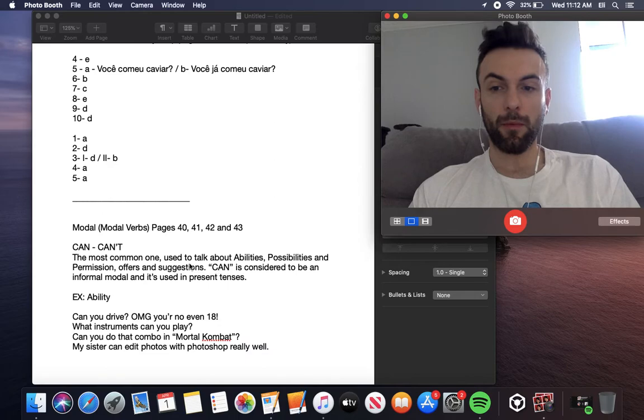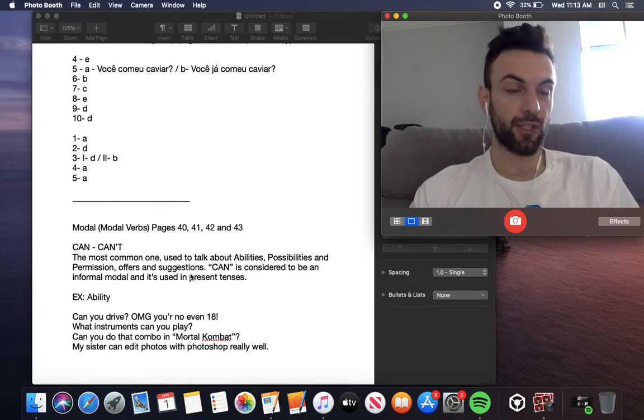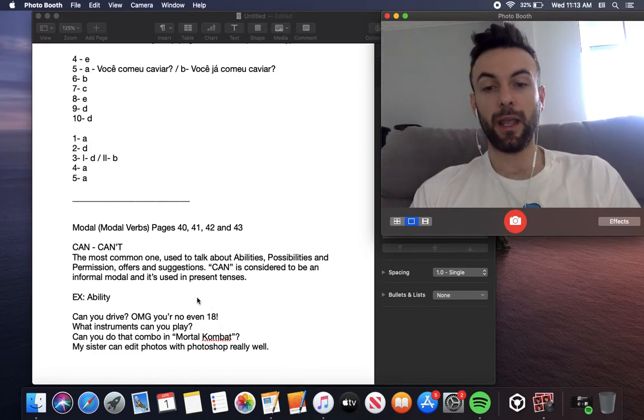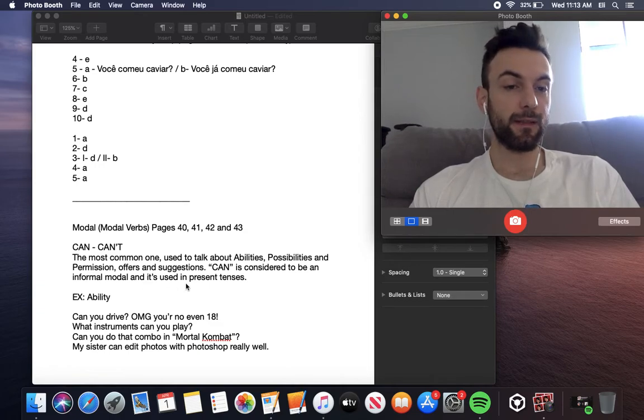First, we're going to talk about the modal verb can, which is the most common one, and is used to talk about abilities, possibilities, and permission. It's also used to talk about offers and suggestions. Can is considered to be an informal modal and is used in present tenses. Its negative form is can't.